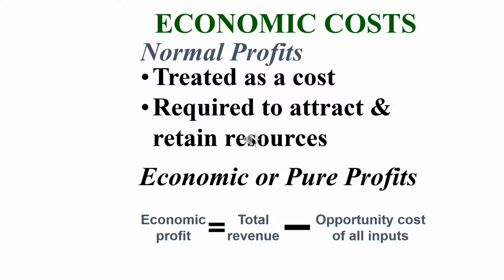Okay, so here we have our economic costs. Normal profit, we have to earn a normal rate of return. And if you go down below, you see that an economic profit equals total revenue minus opportunity costs of all inputs, including all expenses. So therefore, an economic profit is when you earn over and above all the costs that you outlay, your explicit cost, and cover your implicit costs as well.